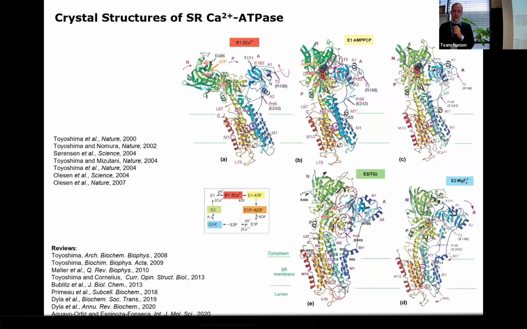The first high-resolution crystal structure of SERCA with bound calcium was solved and published in 2000. Then several crystal structures of the SERCA enzyme in different conformational states in the catalytic cycle were determined at atomic resolution, as shown in this slide.